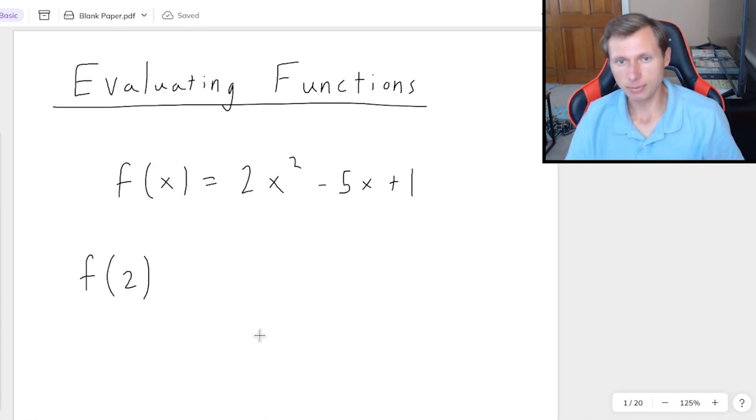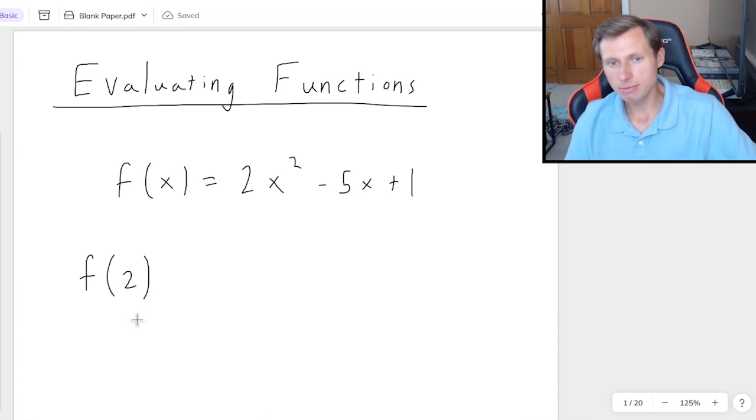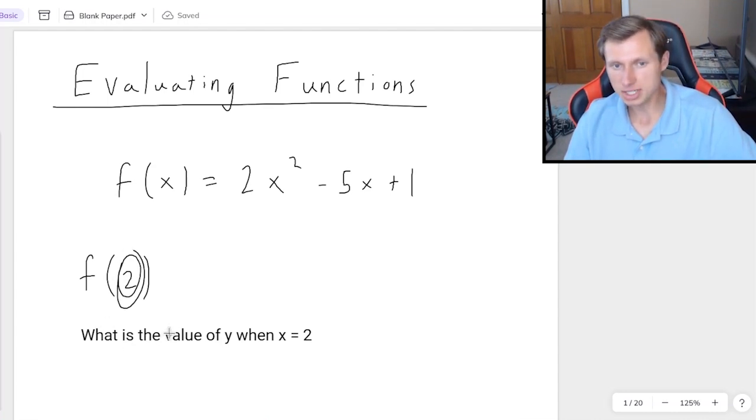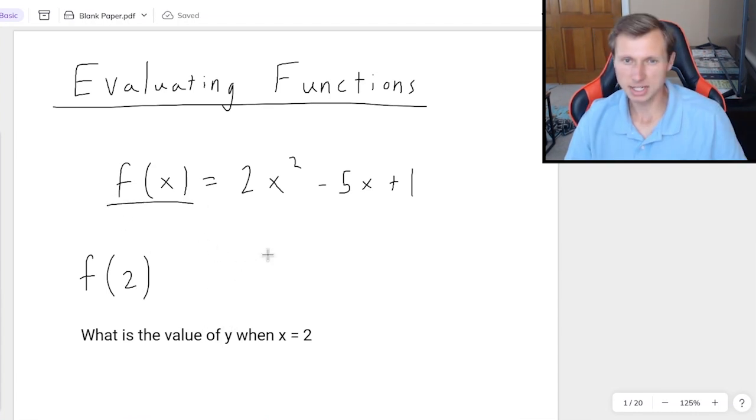And just so you know, it's really important you understand what I'm asking here and what this means, because it's very simple, but most of my students do not know this. When I write f of 2, I'm essentially asking what is the value of y when x equals 2. X is always the thing in the parentheses, so in this case it's 2. And the y value is the same thing as f of x. And I'm going to say that again because it's so important. F of x is the same thing as y.